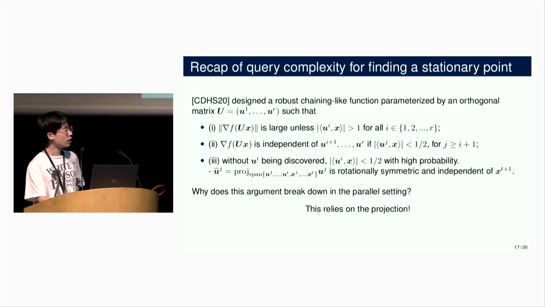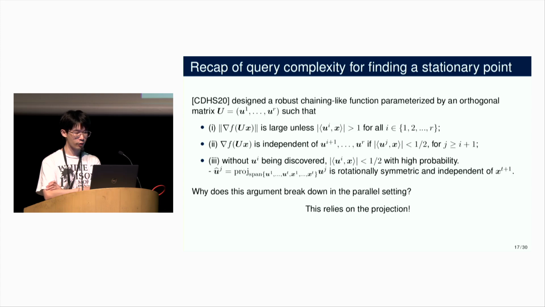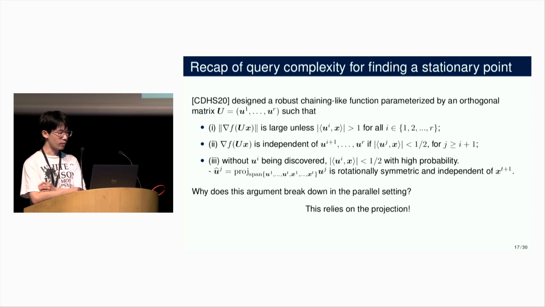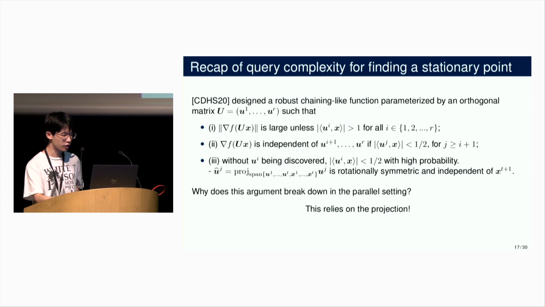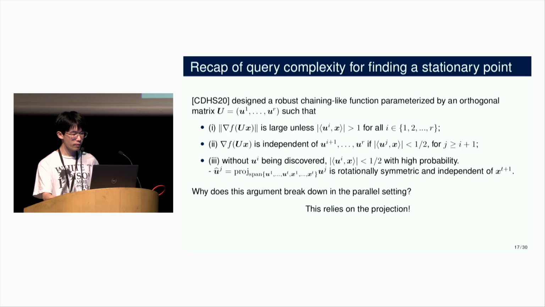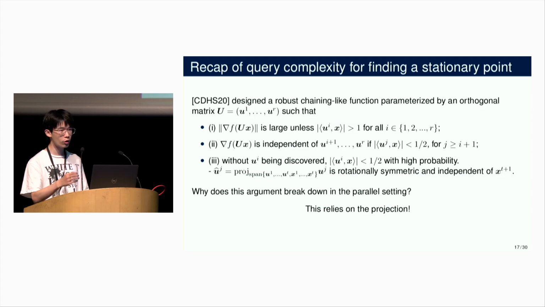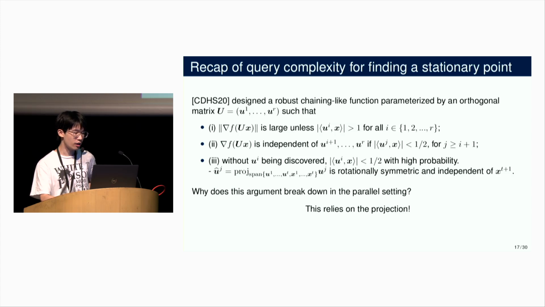Firstly, I'll give a recap about query complexity for finding a single point. The common approach is the robust training function parameterized by an orthogonal matrix like this. And this training function satisfies three properties. By combining these three properties, we can show that in each round you can only find one part of the orthogonal matrix. And why does this argument break down in parallel settings? Since it relies on the projection on the queried vectors and the discovered orthogonal vectors.